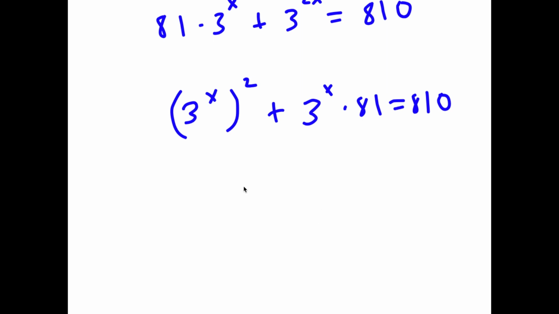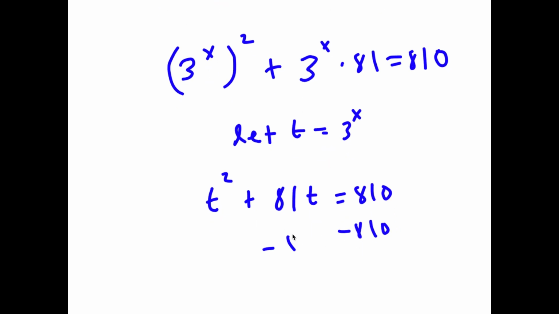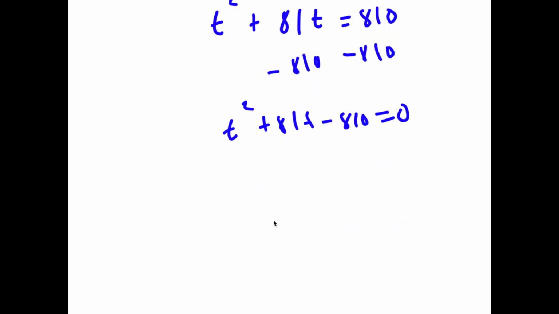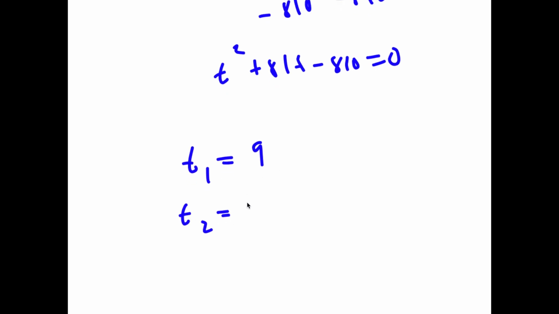And now I'm going to let the variable t equal 3 to the power of x. So now I have t squared plus 81t is equal to 810. Now if I subtract 810 on both sides, I get t squared plus 81t minus 810 is equal to 0. So now to solve this, we have to use the quadratic formula, and I'm not going to waste your time by actually doing that. But if you do use it, you should get that t is equal to 9, t is equal to negative 90.